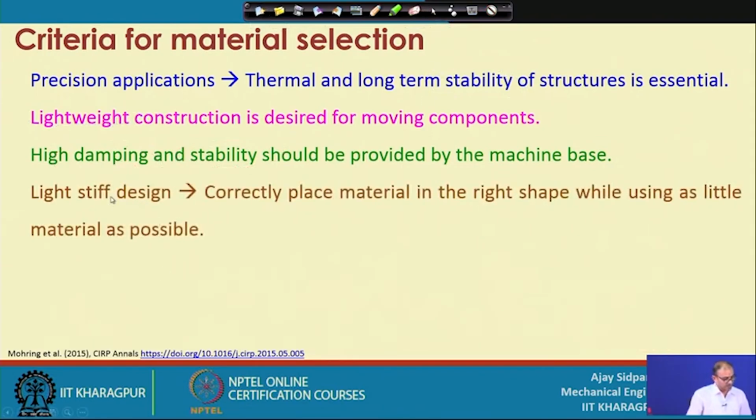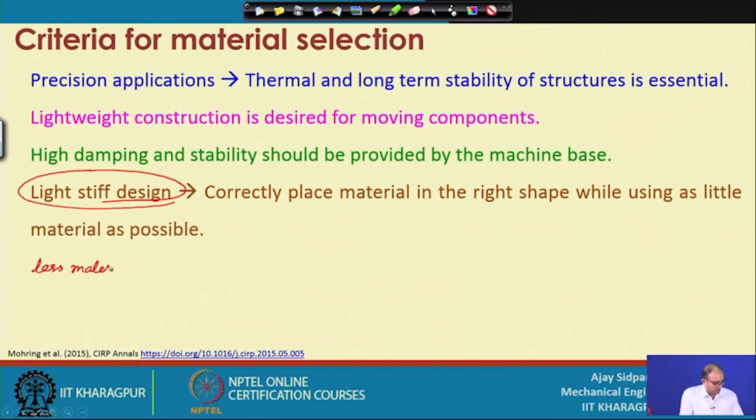Correct. So, light stiff design: how you can define the correctly placed material in the right shape while using as little material as possible. Now, what is the criteria for getting this particular design? The first thing is that the material should be less, then the right shape.